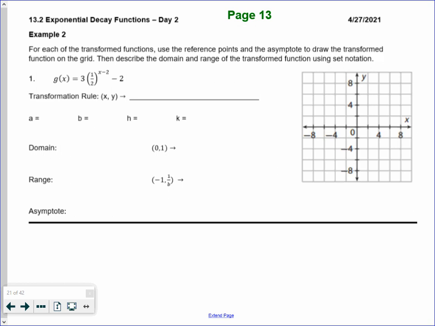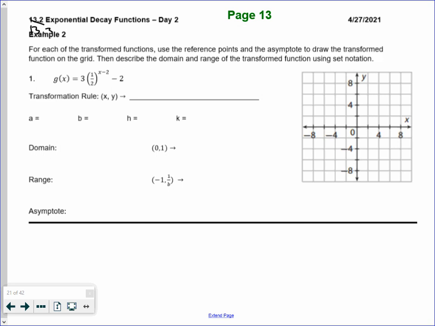How's it going, guys? Today in this video, we're going to be going over 13.3, day 2. That's wrong. 13.3, exponential decay functions, day 2. And in this video, we're going to be learning how to go from a transformed decay function into a graph and how to go from a transformed decay function graph into the equation.